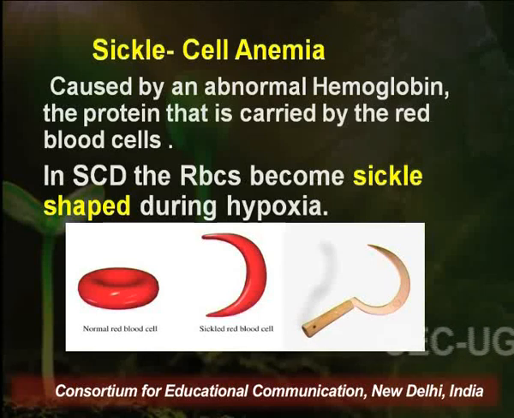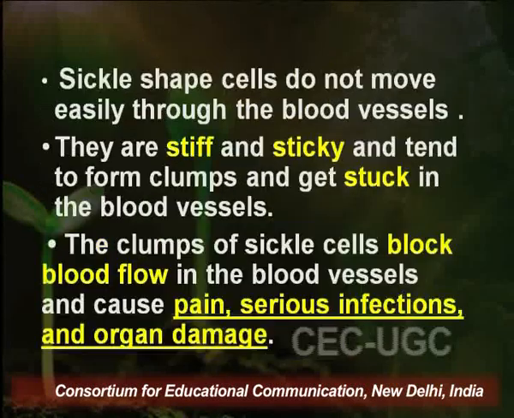Now, actually, this particular disease is caused by an abnormal hemoglobin, and it is abbreviated as SCD. And here the RBCs become sickle shaped rather than being biconcave. I have just included a sickle which is used for harvesting, just to give an idea of how the topology of a sickle cell RBC looks like.